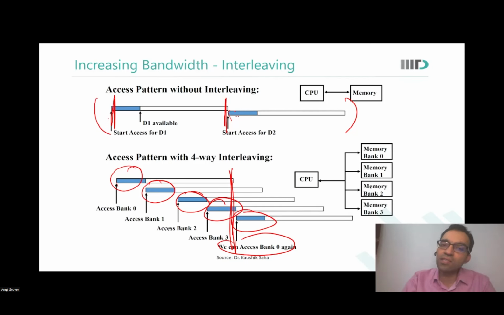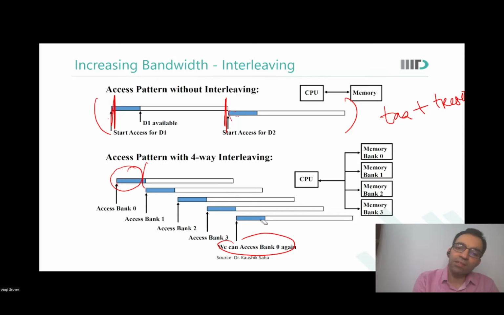Next column access also has to be done, so there was some additional delay. There was TA plus T reset for the column that was there. So when we interleave memories, because we now have independent arrays, we can utilize this pre-charge time or whatever reset time of any bank is to access the same information, same words from the other banks. So my overall throughput increases. Is that okay?